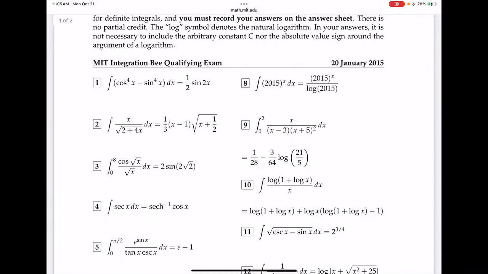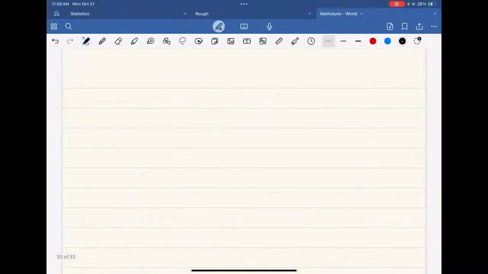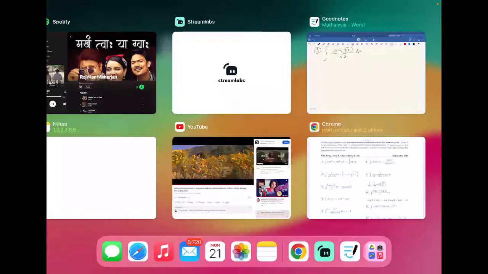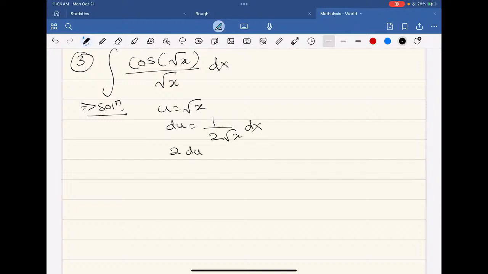Integral from 0 to 8 of cos root x by root x dx. So let's try this one. Would you want to try it first before I do? Integral of cos root x by root x dx. So I think the strategy for this problem would be to make a u substitution, right? If you make u equal to root x, we will have du equals 1 by 2 root x dx, and so we will get 2 du equals 1 by root x dx, right?